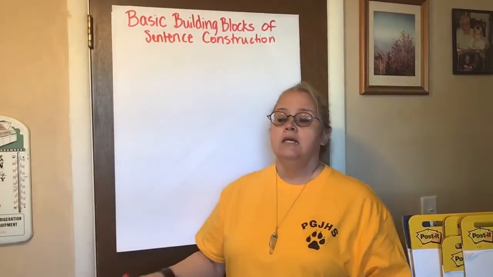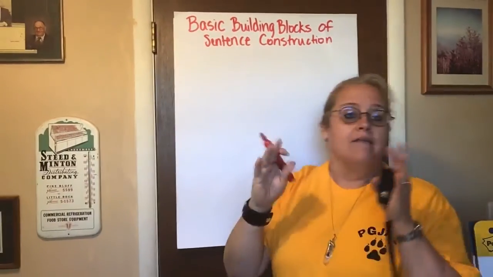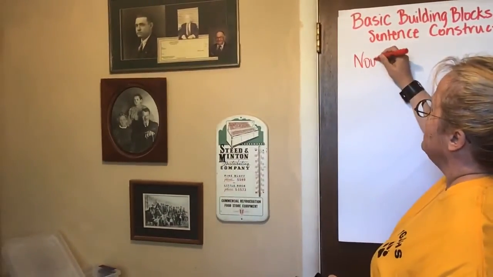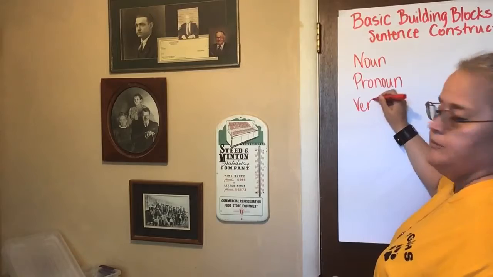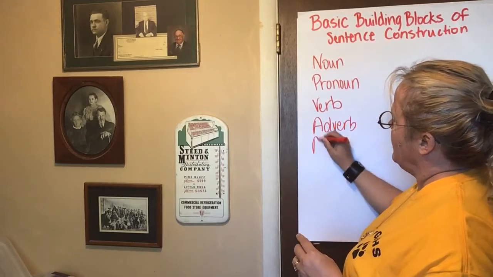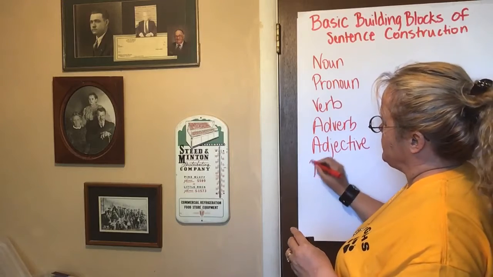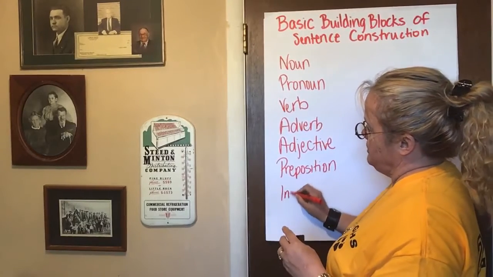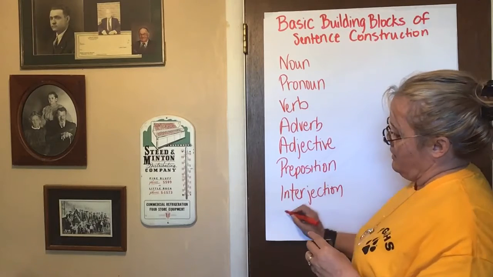another quiz, okay? So basically what we have here is we have basic building blocks of our sentence construction, and that's all gonna boil down to those parts of speech. Remember those? So you have a noun, you have a pronoun, you have a verb, adverb, adjective, preposition, interjection, and a conjunction.